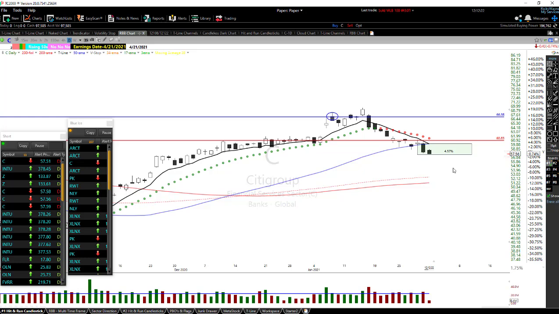Now, with that said, this clearly looks like a short. There's no question about it. Clearly looks like a short. It just doesn't change the fact that I'm being a little bit quiet about trading today because I'm not really trading anything. I just want to make sure everything's working for me.